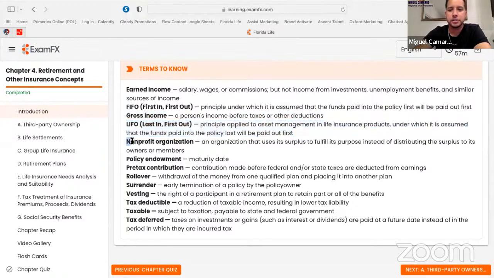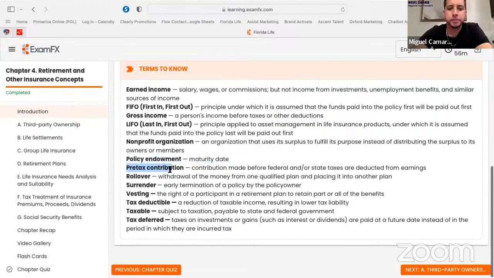Nonprofit organizations. Obviously, I think you should know what a nonprofit organization is. Policy endowment. That is the maturity date. Remember, policy endowment on whole life is 100 years old. That's when the policy will mature.